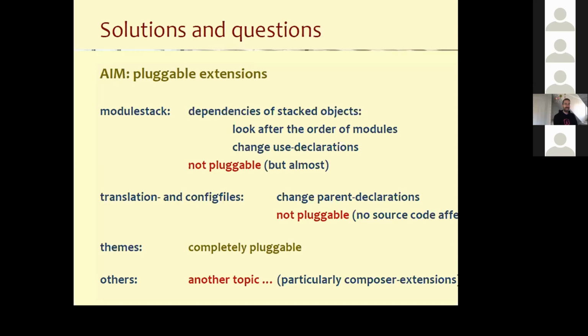So with our aim of having pluggable extensions, we have the situation that concerning the module stack, it's not really pluggable, but it's almost pluggable. It's only very few aspects which are obstacles in plugging modules in and out. With translation and configuration files, you have to change parent declarations, and so it's not pluggable in this way as well, but no source code is affected. It's only configuration files you have to touch this way.